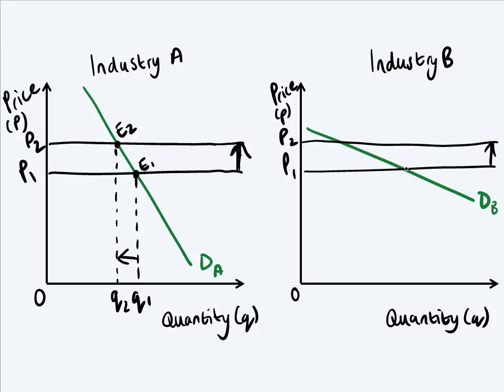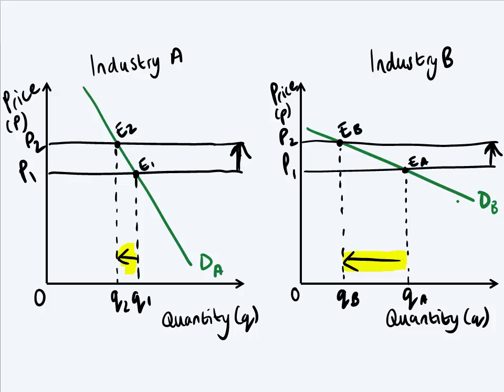The same happened for industry B. Initially they were in equilibrium, called equilibrium A, to keep it different, with a quantity of QA. Then the price increased after the policy was implemented. Now they're at equilibrium B, where they produce a quantity of QB. Right, so they also experience a decrease in quantity. But can you see that the decrease in quantity for industry B is much, much larger than the decrease in quantity for industry A?